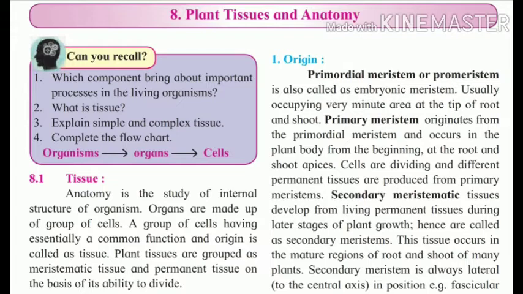They are further classified into the primordial meristems, that is the promeristems, which are also known as the embryonic meristems, usually occupying the very minute area at the tip of the root and the shoot. Primary meristems originate at the primordial stage that occurs in the plant body from the beginning, while the secondary meristem tissues develop in the plant at later stages. That's why we call them the lateral and the secondary meristems. We will see this in distinction in the next slides.